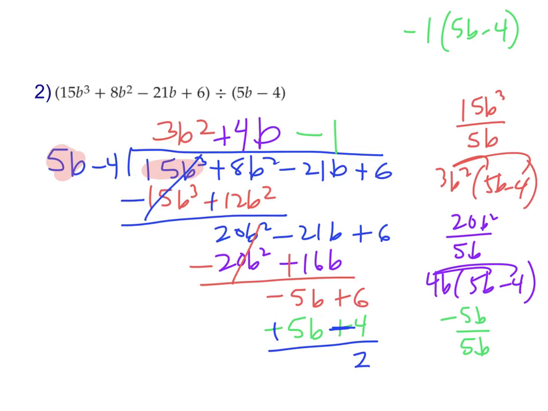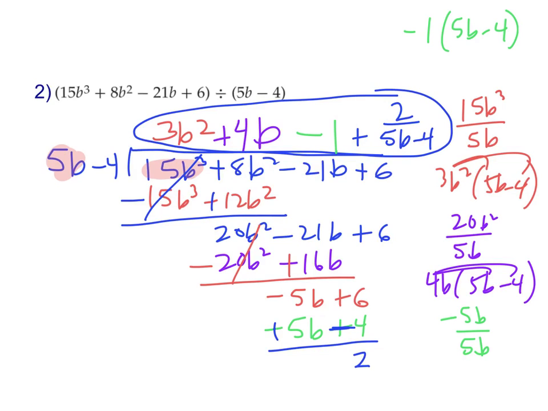So what does 2 indicate? Remainder. The remainder. And so what I do is I put that up here, plus 2 over 5b minus 4. So that process of writing the remainder down is the same as it was for synthetic. When you run out of numbers, the very last number is the remainder.